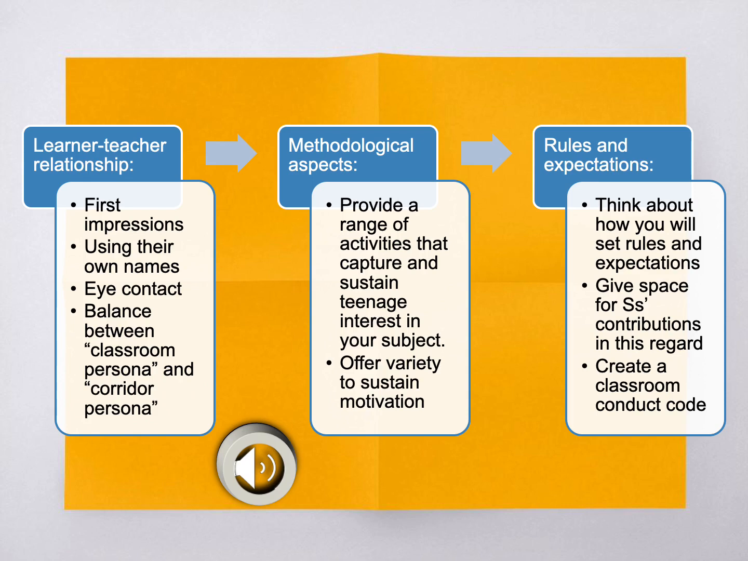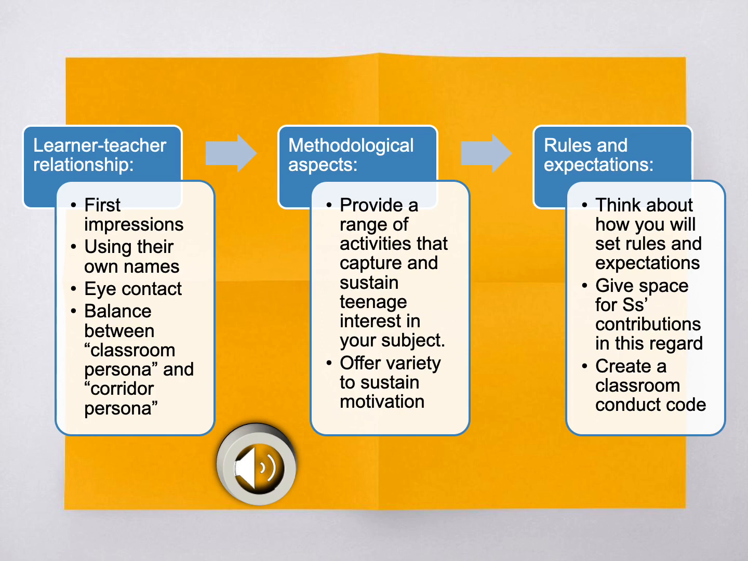In relation to rules and expectations, we should think about how you will set rules and expectations. Those first few lessons with a new group are really key to establishing both the rules of the group and the climate of the learning environment. We suggest that you think about how you will set those rules. As a teacher, ask yourself, for example, what do you value? Why do you teach the way you do?